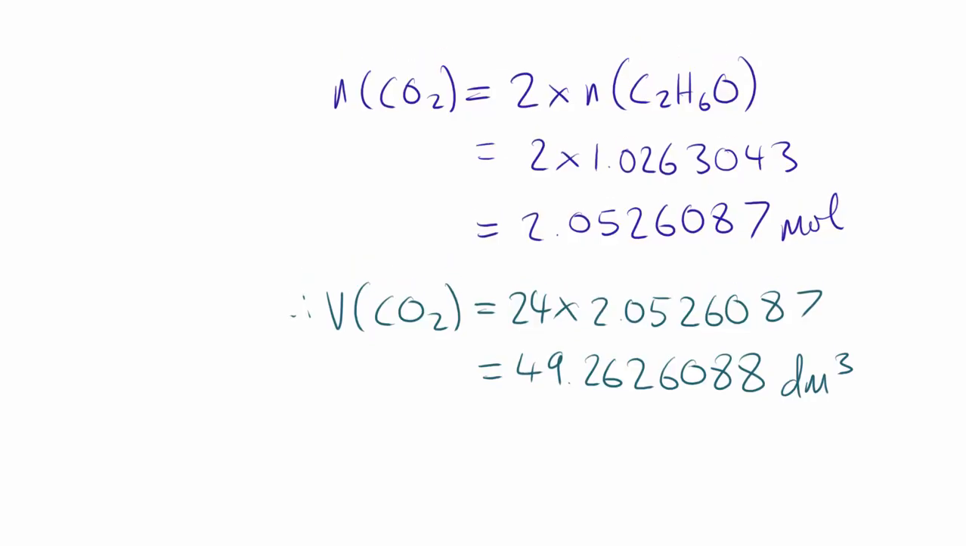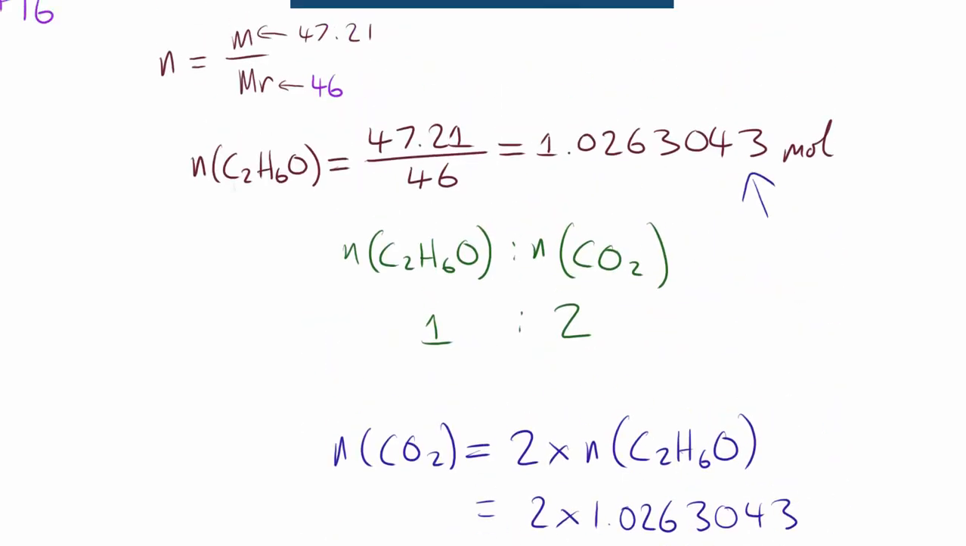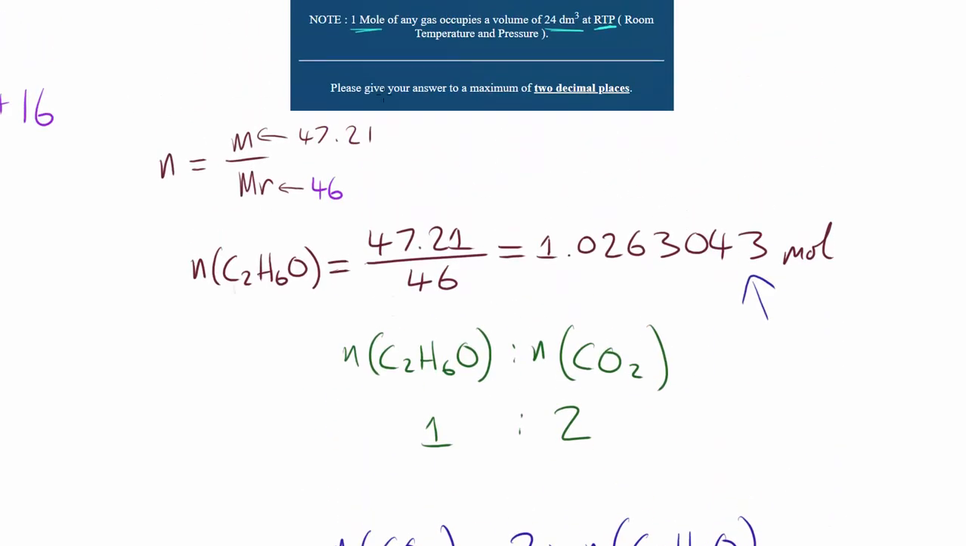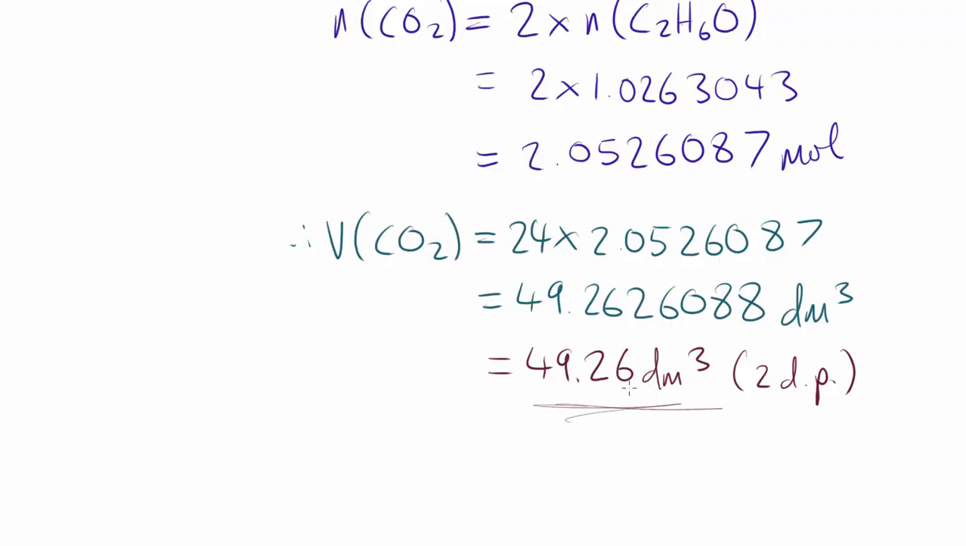Now, the question does specify that our answer should be to a maximum of 2 decimal places, so we do need to make some adjustments here. If we round this now, we get 49.2, and then we round that down because there's a 2 there, so it's going to be 49.26, and that's in decimeters cubed. That's 2 decimal places, so in this case, this would be our answer to 2 decimal places.